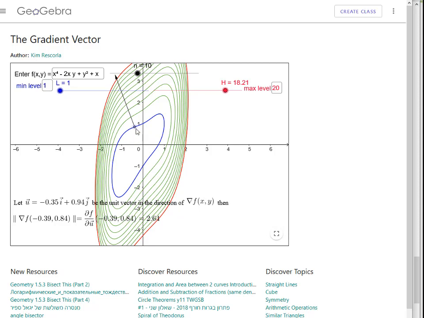The final thing to notice here is that if I want to keep the value of the function constant, I've got to go along this blue line. So the blue line is at right angles to the direction where the function is changing the most. We'll come back to that later in the optimization part.